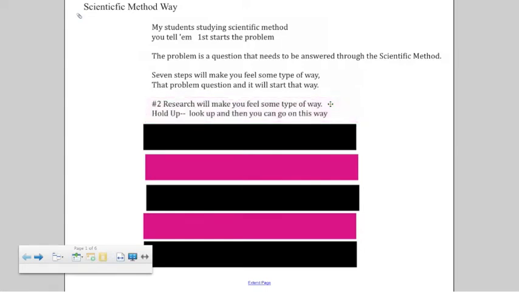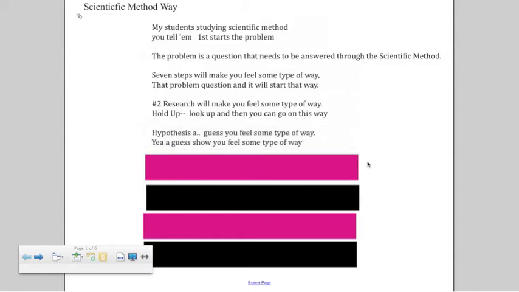Number 2, research will make you feel some type of way. Hold up, look it up, and then you can go on this way. Second part is the research. How do you research? You look it up. Hypothesis, I guess, you feel some type of way. Hypothesis is a guess. It tells how you feel. Doesn't necessarily have to be right or wrong.